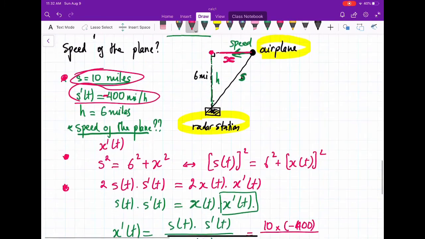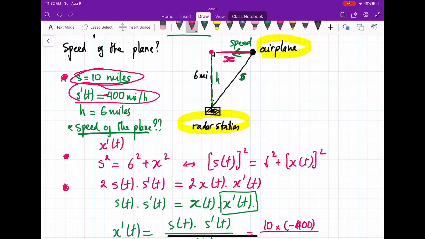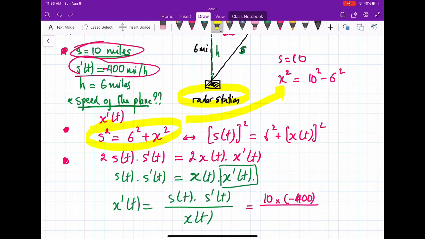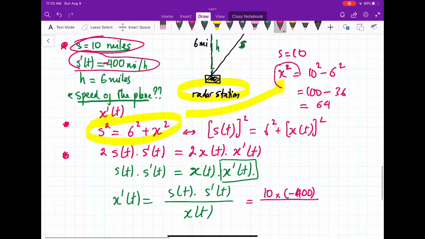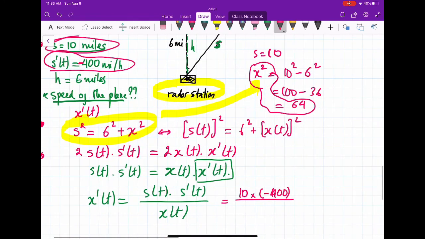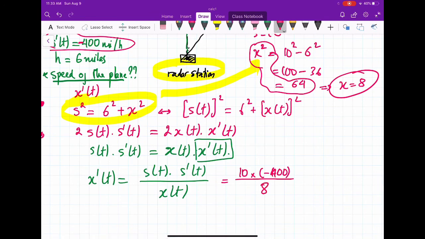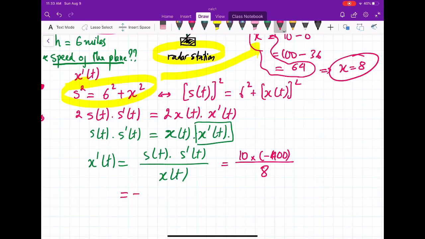How to find x at this moment? Of course, we can find x because we know s is 10 miles, right? So when s is 10, x squared should be equal to 10 squared minus 6 squared. We just use this equation, again the Pythagorean theorem, right? So this is equal to 100 minus 36, which is 64. That is x squared. So from here you get x is equal to 8. All right, so I plug 8 in here. I get what I need. The answer is negative 500 miles per hour.